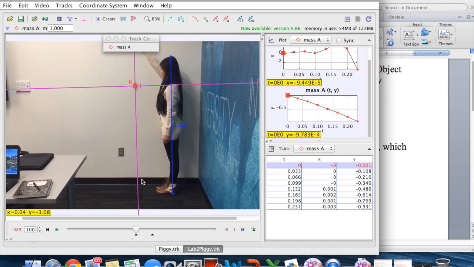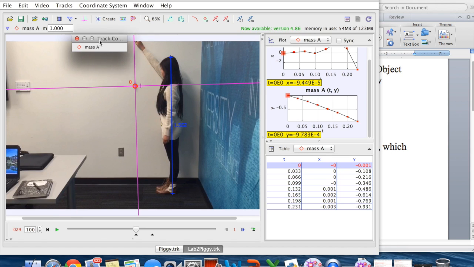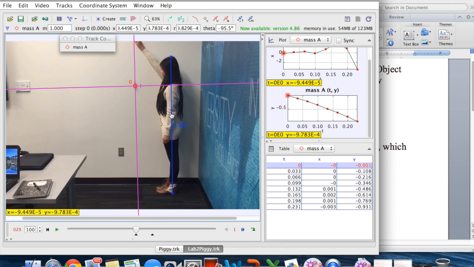And to avoid the acceleration that may be caused by my hand, I started collecting data a few milliseconds after the drop. So I'll start right there.